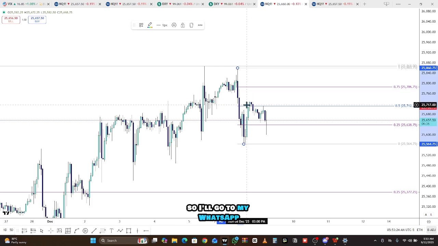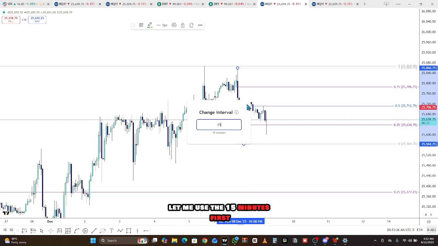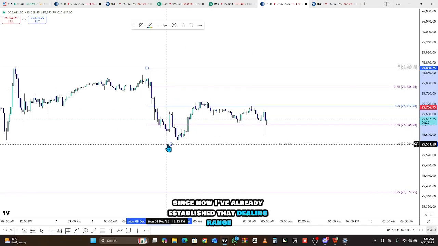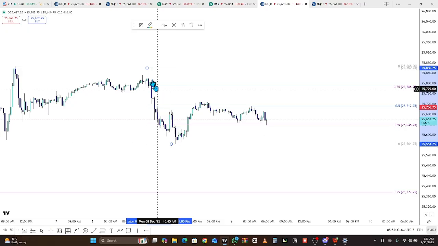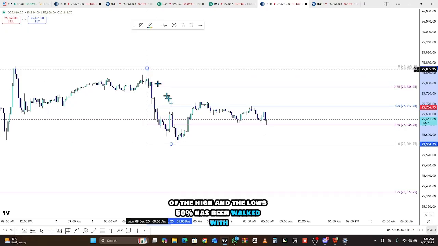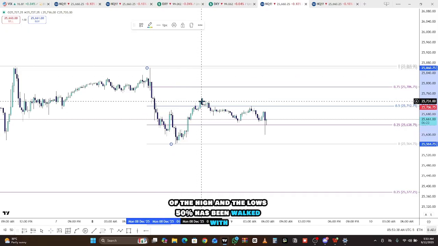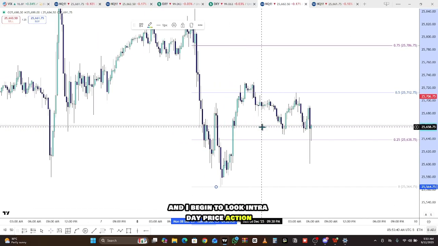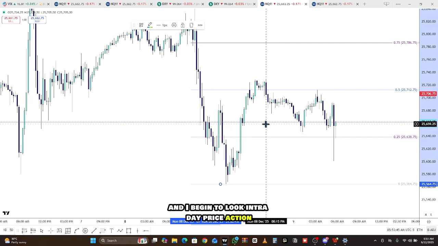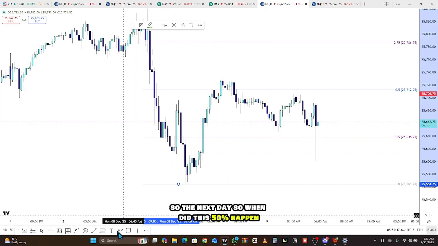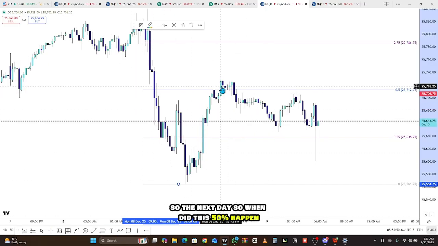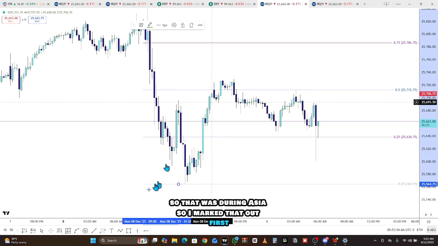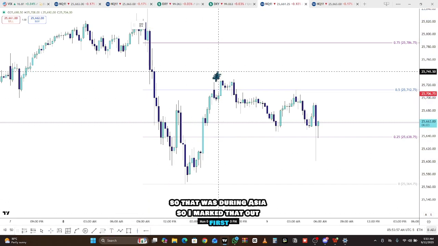So I'll go to my what? Let me use the 15 minutes first. Since now I've already established that dealing range of the high and the lows, 50% has been worked with. The next thing is I go down and I begin to look at intraday price action. So the next day, when did this 50% happen? It was 6 p.m. Eastern time. So that was during Asia. So I marked that out first.